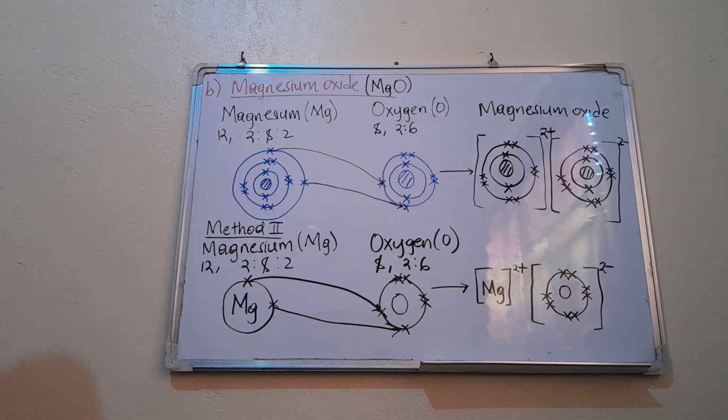In our next session, we are going to look at covalent bonding. So basically that is ionic bonding.